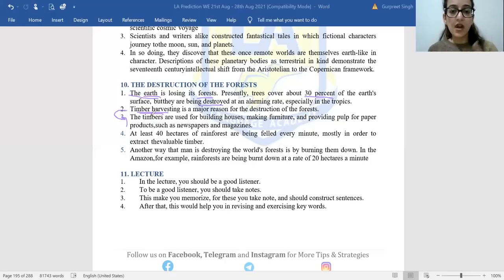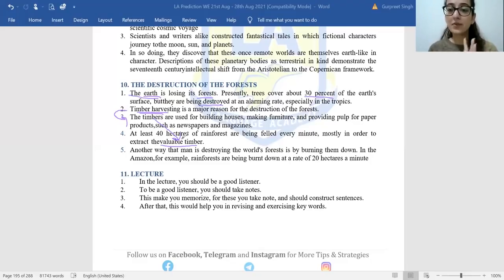So this was timber harvesting is a reason. Why do we say this? Then we give explanation. Like we say that every next sentence gives more specification, becomes more narrower than the previous one. Then they say at least 40 hectares of rainforest are being felled every minute, mostly in order to extract the valuable timber. Now, how do we know this comes after? Because this valuable timber will be one part of the timbers. The timber will be broader than saying valuable timber. That will be very narrow, because timber will include valuable and invaluable, both of them. So the broader one would be the timber.